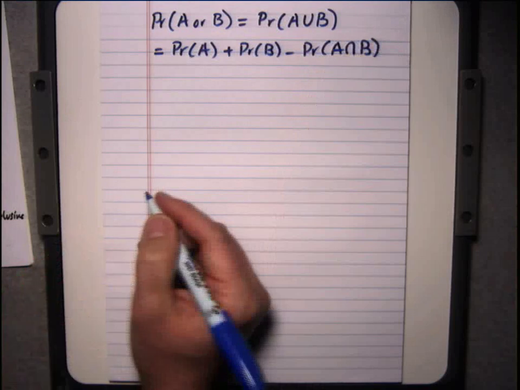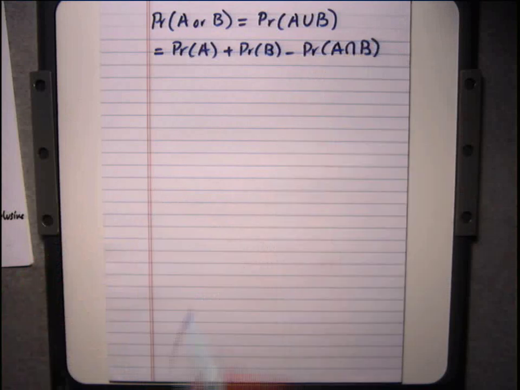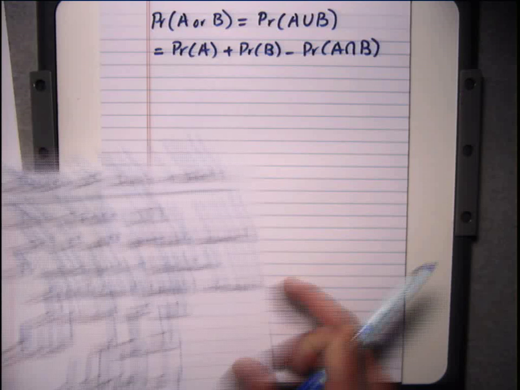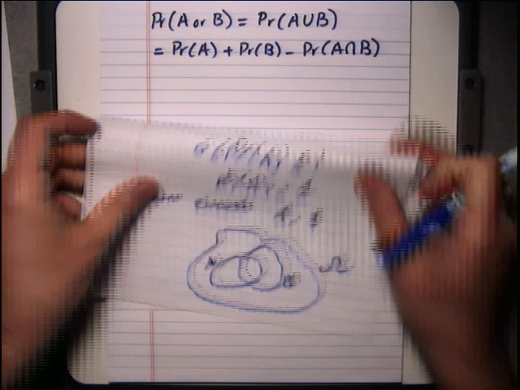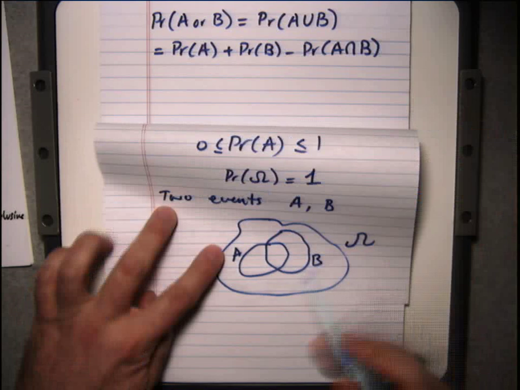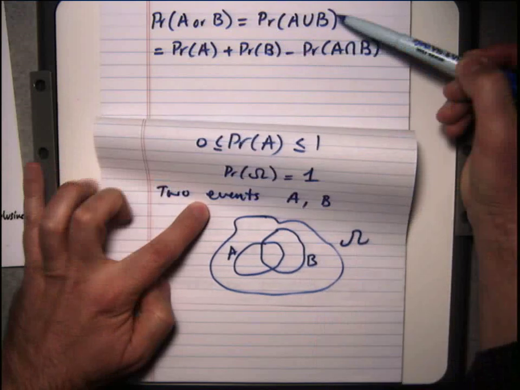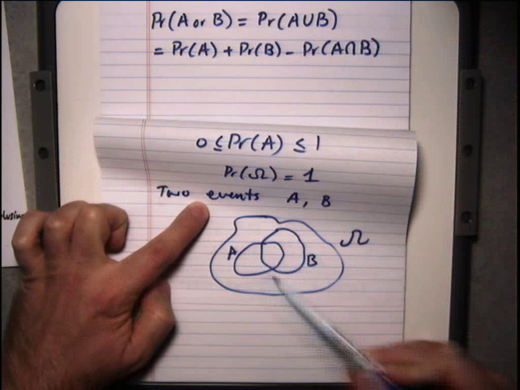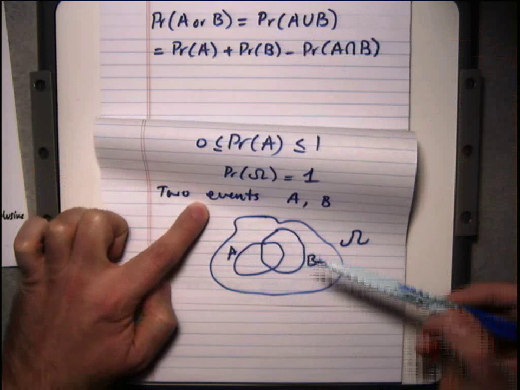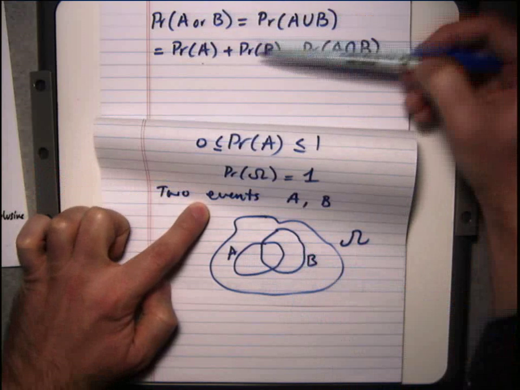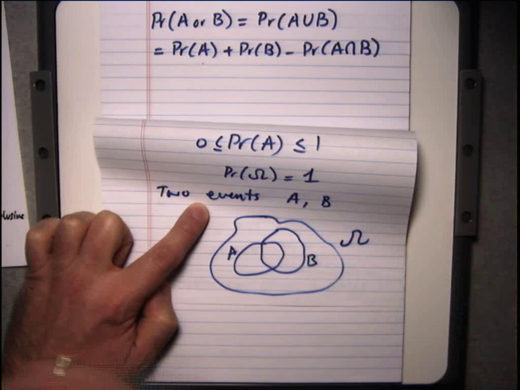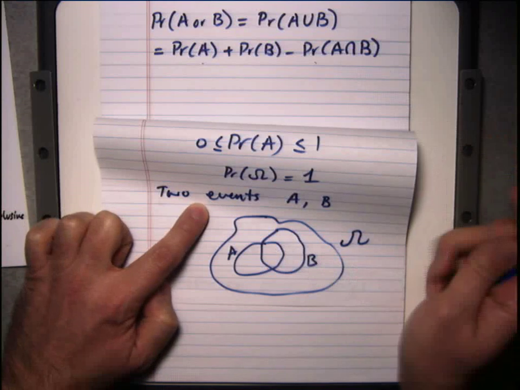Now why do we have to take this out? Let me show you this picture again. If you look at this picture, probability of A union B, A union B is the set of all the points that are covered by A and B. Now if I do probability of A plus probability of B, I'm counting this area here twice. So I have to take that out in order to make sure that I get the correct answer.